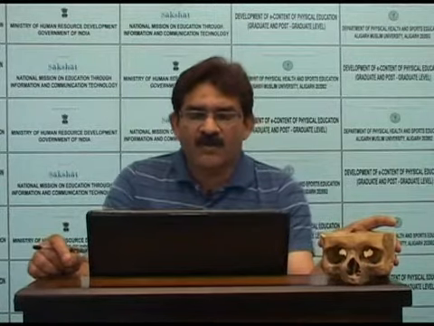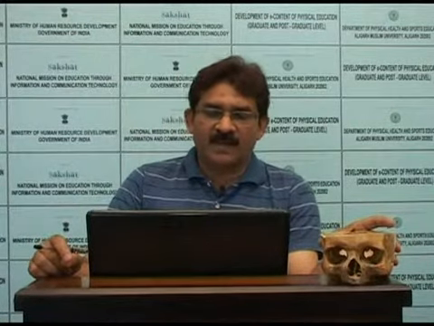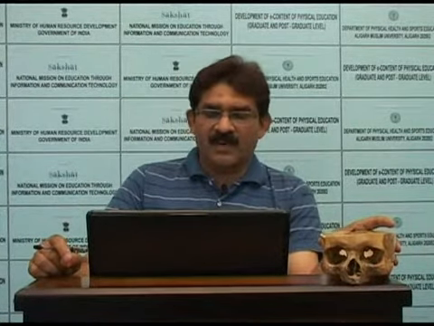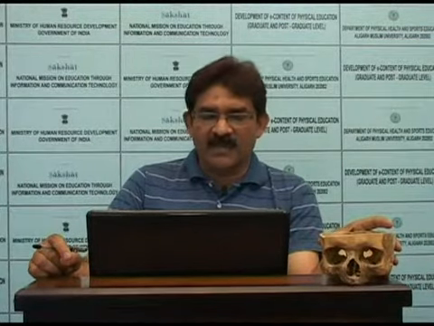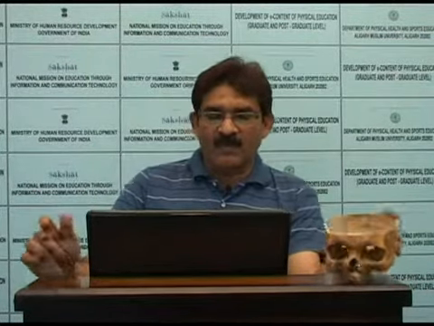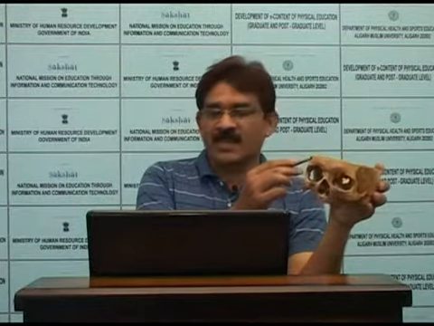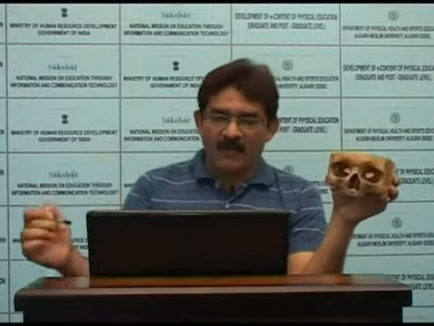Zygomatic bones form a portion of the lateral walls of the orbit. Frontal process of the zygomatic bones articulates with the frontal bones. Temporal process, this is the temporal side. Temporal process of the zygomatic bones articulates with the temporal bones.